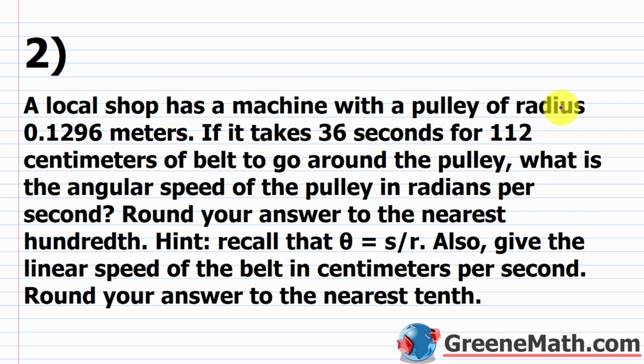All right, for problem 2, we're going to see that a local shop has a machine with a pulley of radius 0.1296 meters. If it takes 36 seconds for 112 centimeters of belt to go around the pulley, what is the angular speed of the pulley in radians per second?